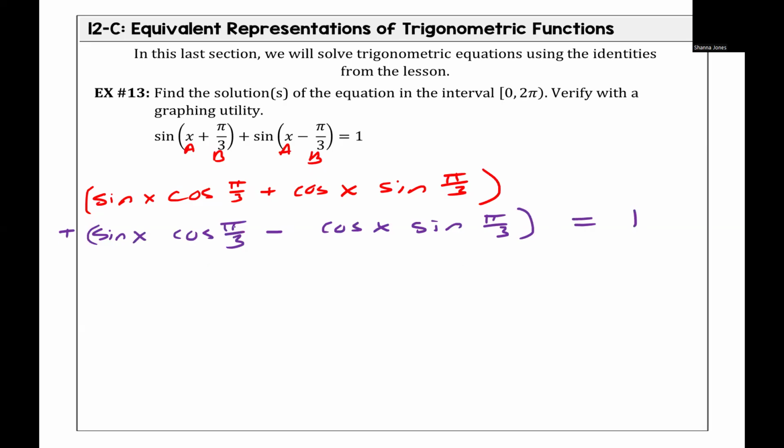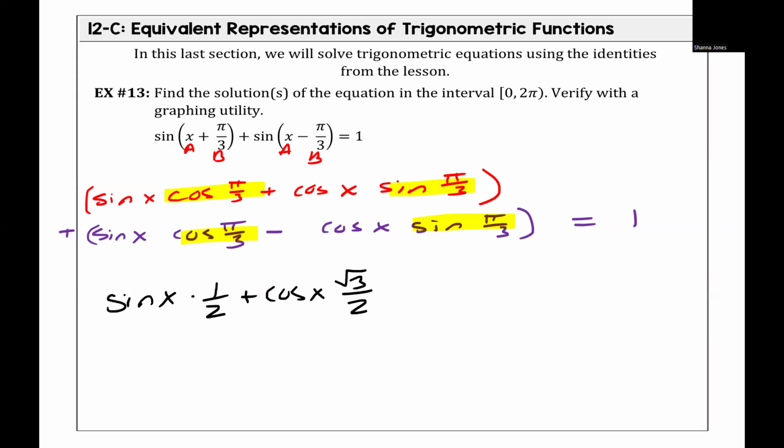Now, after you've gone through and expanded, you're going to plug in what you do know. And at this point in time in our lives, we should know what cosine of pi over 3 is and what sine of pi over 3 is, correct? So we're going to plug in those values. So plugging in what we do know, we know that we have sine x. What is cosine of pi over 3? 1 over 2 times 1 over 2 plus cosine of x. And what is sine of pi over 3? Square root of 3 over 2. Agree? Okay, and we're going to keep going.